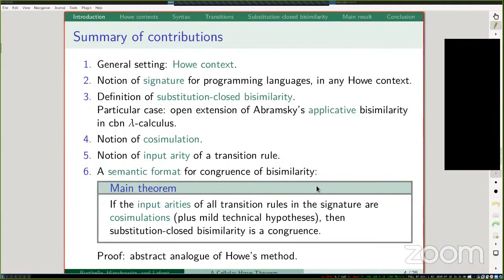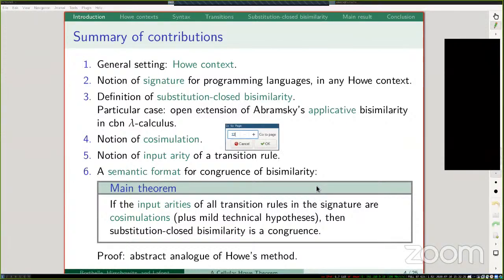And so the contributions in summary are as follows. We introduce the notion of a Howe context in which we have a notion of signature for programming languages. And in any Howe context, we can define substitution clause bisimilarity, which in the particular case of call by name lambda calculus instantiates to Abramsky's applicative bisimilarity. And then our main result is that if the language complies with a certain format, then substitution clause bisimilarity is a congruence. And maybe the most important idea of the paper is that of a co-simulation.